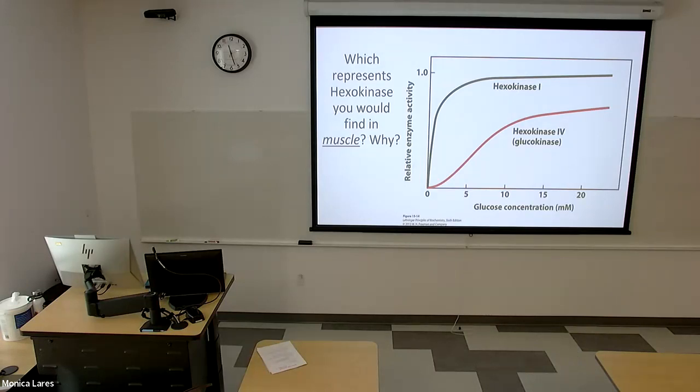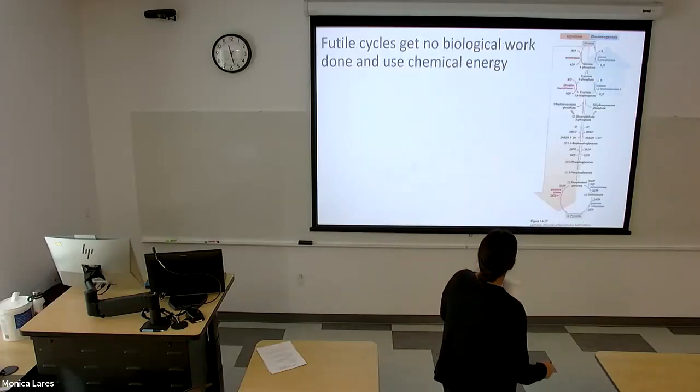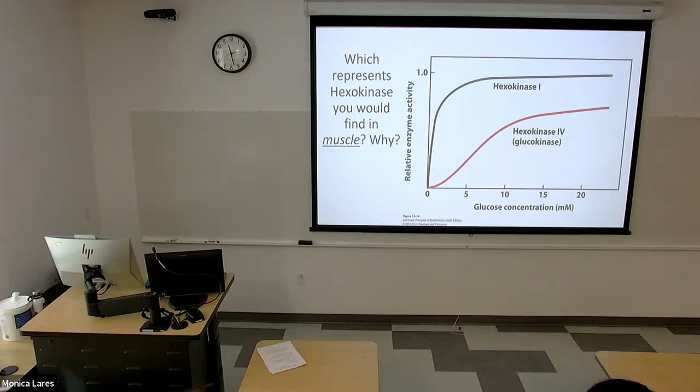And also, HK1, in the presence of G6P, its Vmax never recovers, no matter how much glucose we have, right? Think about it: if you're in the muscle, even if there's a lot of glucose in the blood, muscles don't care about the glucose in the blood, right? That's not their role. Hexokinase 1 is not sensitive to higher concentrations of glucose.